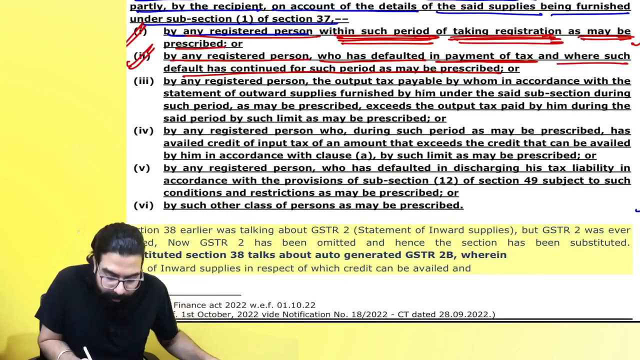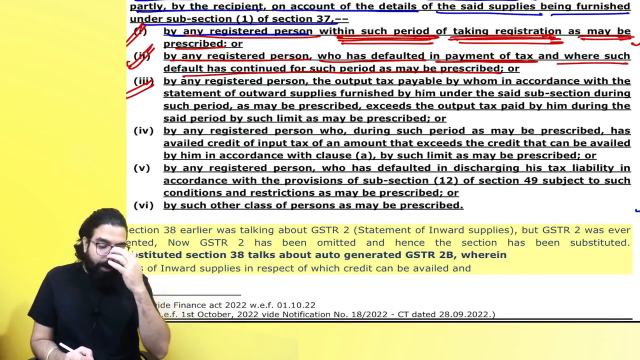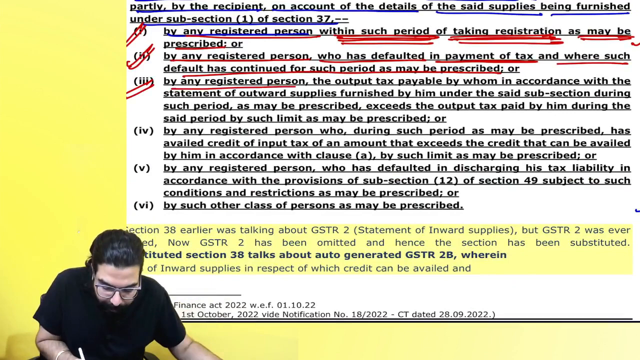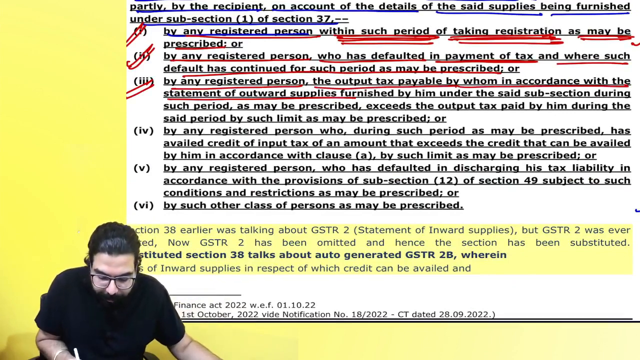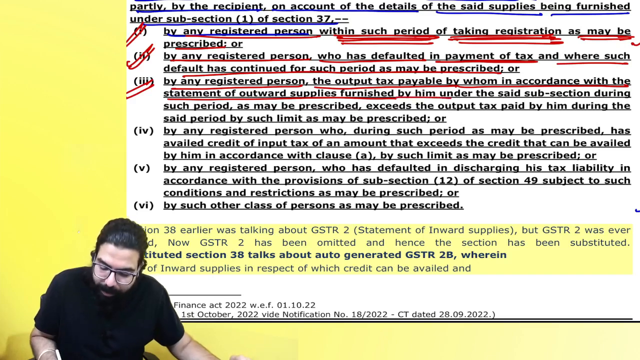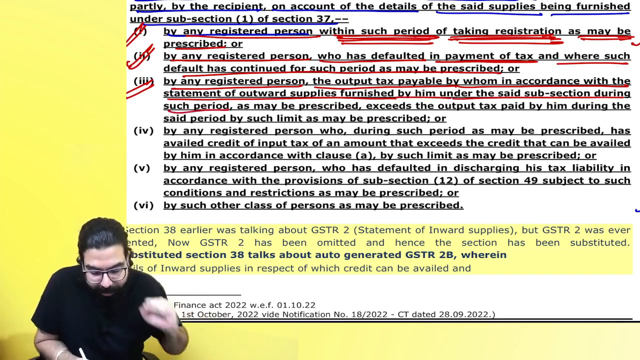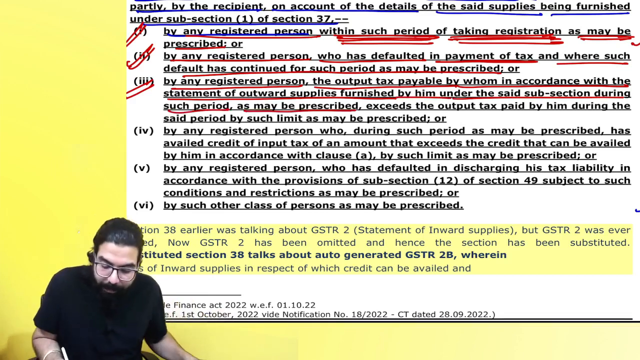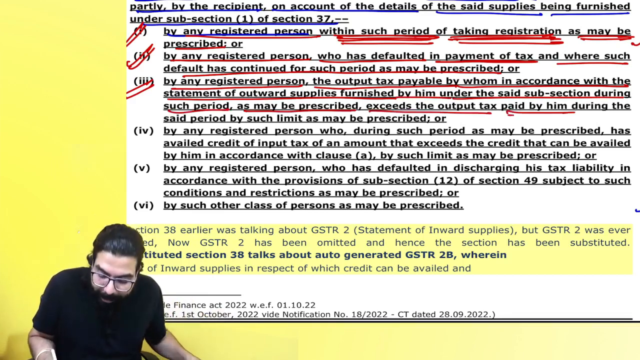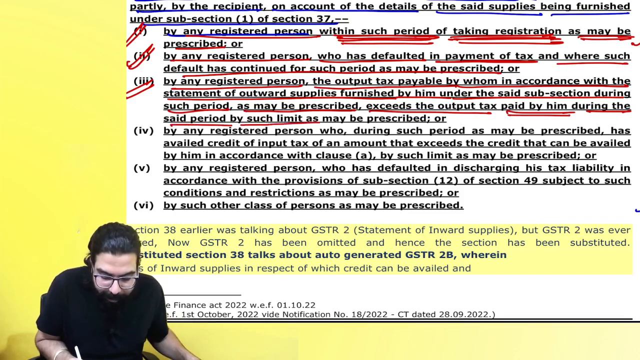The next one over here is, if the details in the GSTR1 are furnished by a registered person, the output tax payable by whom, in accordance with the statement of outward supply furnished by him under the said subsection during the said period as may be prescribed, exceeds the output tax paid by him during such period by such limit.